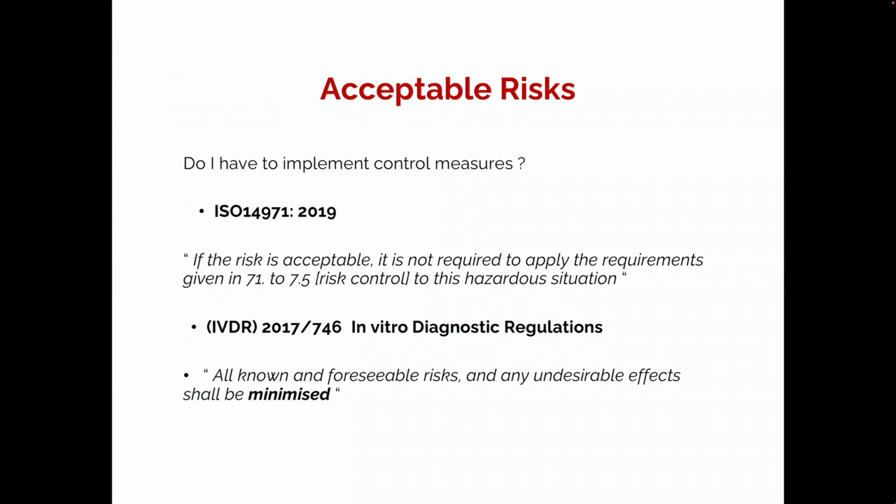So this slide really covers what I've just said. The standard actually says that if the risk is acceptable, it's not required to apply the requirements of risk control to the hazardous situation. This was in some of the earlier guidance in terms of that standard. It's now aligned itself more with the regulations, which have an expectation that all known and foreseeable risks and any undesirable effects shall be minimized. So basically the regulations have out-trumped the standard. If you have to follow the MDR or the IVDR, all known and foreseeable risks should be minimized. There is an expectation you should, if you can, reduce risk as much as possible.